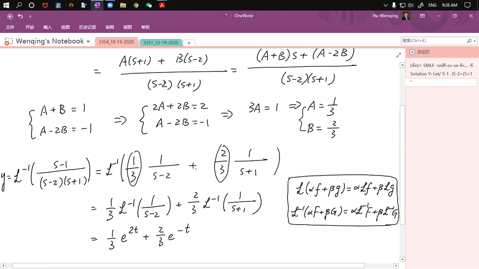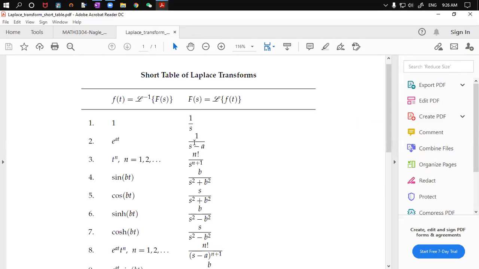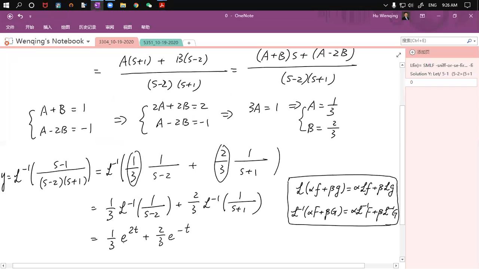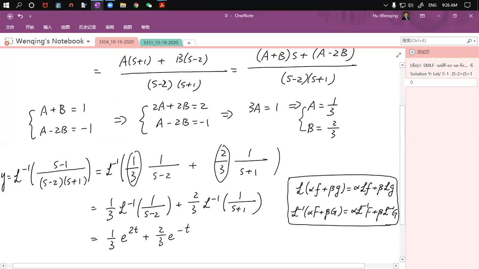And using the partial fraction decomposition, as well as the linearity property of Laplace transform, we're able to find the inverse Laplace transforms by tracing the table. So we reduced everything to something that you can really trace on the table, and as long as you trace it on the table, you have the solution: 1/3 e to the power 2t, 2/3 e to the power minus t. As a homework exercise, you can use the characteristic method to solve this equation, and you're going to see that you reach the same answer.